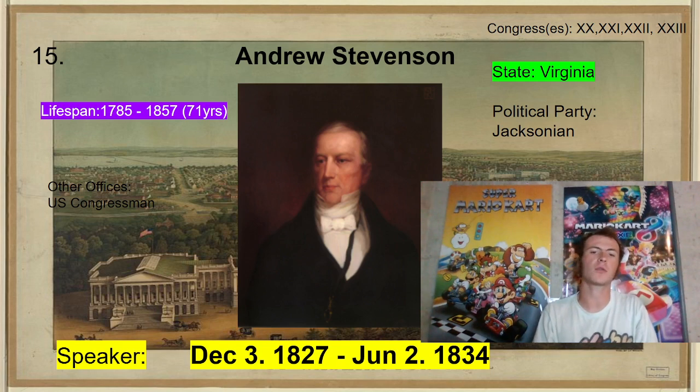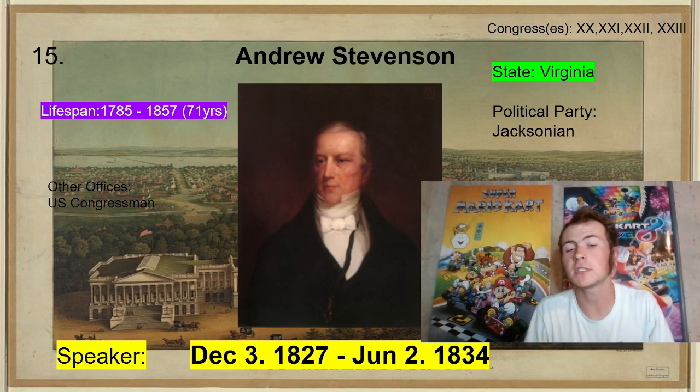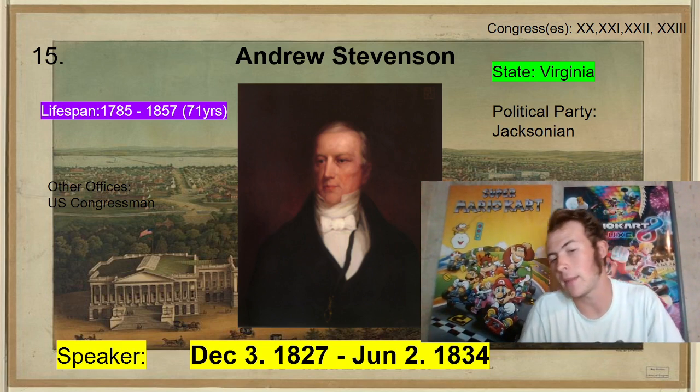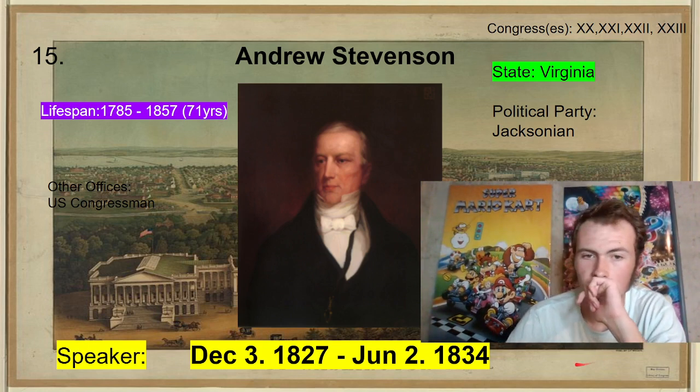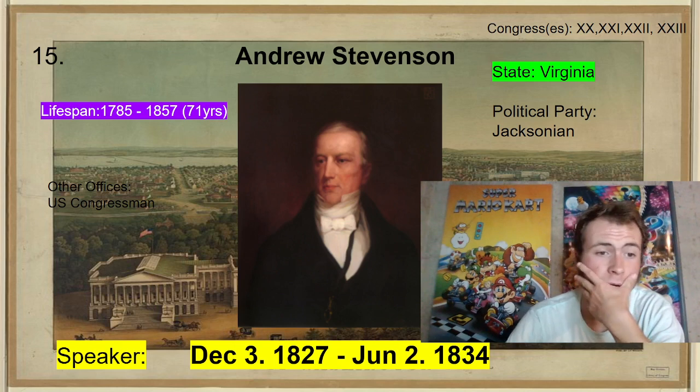I mean, he takes the throne. He's Speaker of the House. When Stevenson becomes Speaker, and then Andrew Jackson takes office in 1829. So he's a Jacksonian. Pretty interesting there.